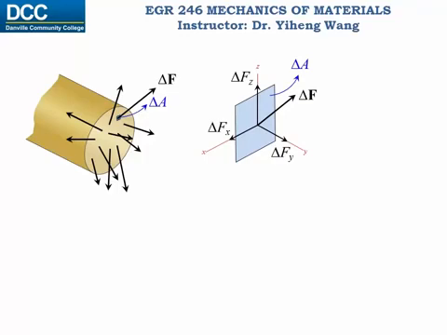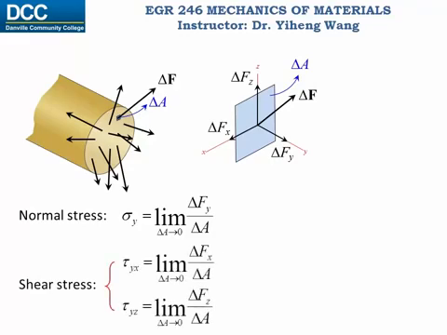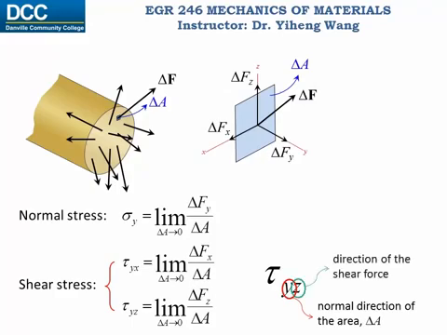When this area delta A approaches 0, the area becomes a point, and the normal stress sigma at this point is defined as delta Fy over delta A. And the shear stresses tau at this point are defined as the force components along the x and z directions over delta A, respectively. Note that the shear stress has 2 subscripts. The first subscript indicates what surface it is. Surfaces are defined by its normal direction, in this case the y direction. Then the second subscript indicates the actual direction of the shear stress vector.